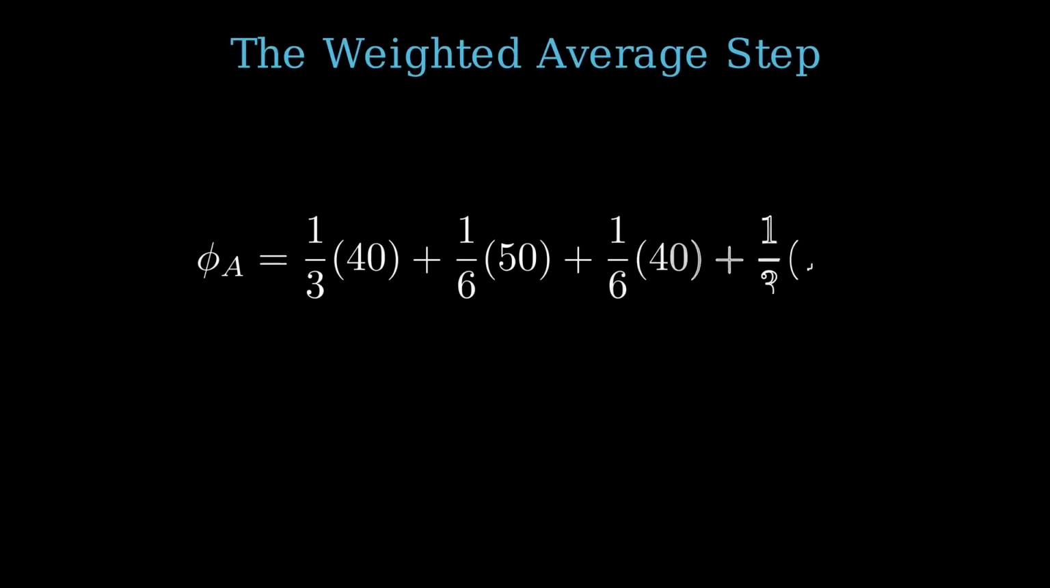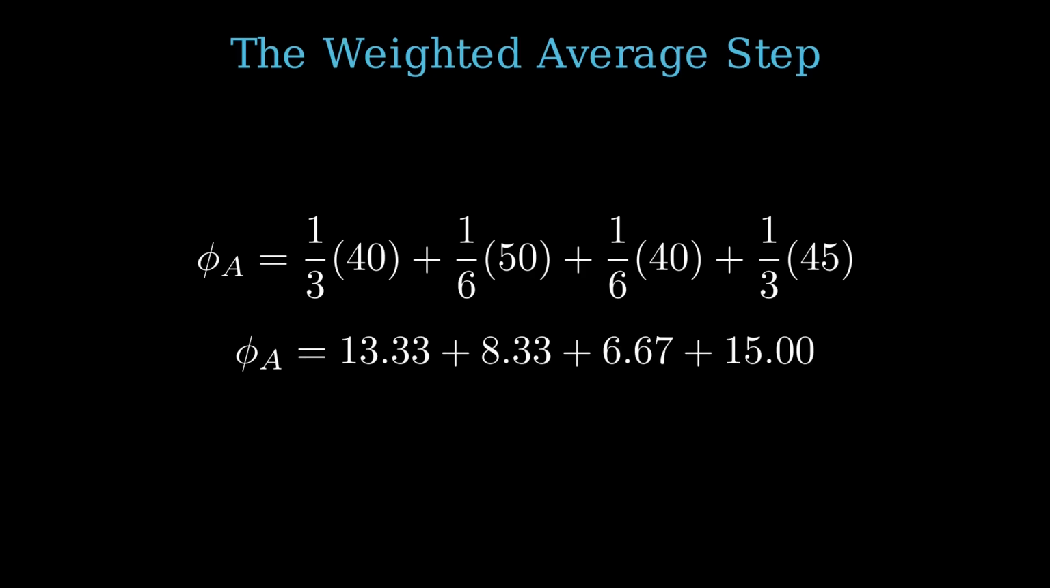Now we apply the permutation weights. In a 3-player game, subsets of size 0 and size 2 receive a weight of 1/3. Subsets of size 1 receive a weight of 1/6. We multiply each marginal score by its corresponding structural weight. Summing up these intermediate configurations gives 13.33, plus 8.33, plus 6.67, plus 15. This yields a final Shapley value of 43.33. This is the precise, mathematically unbiased contribution of feature A for this distinct local data row.